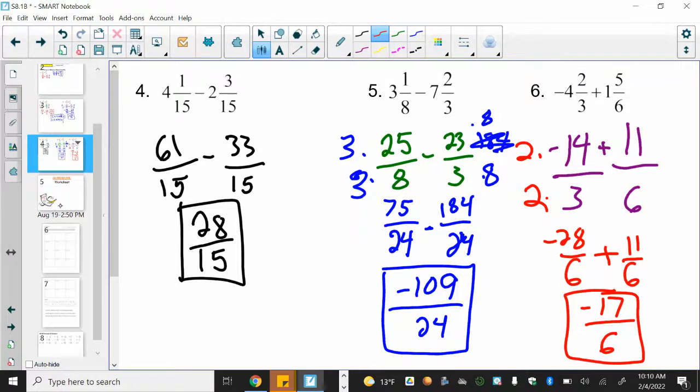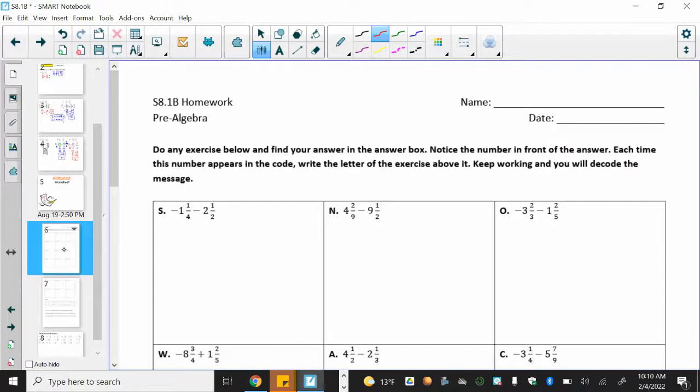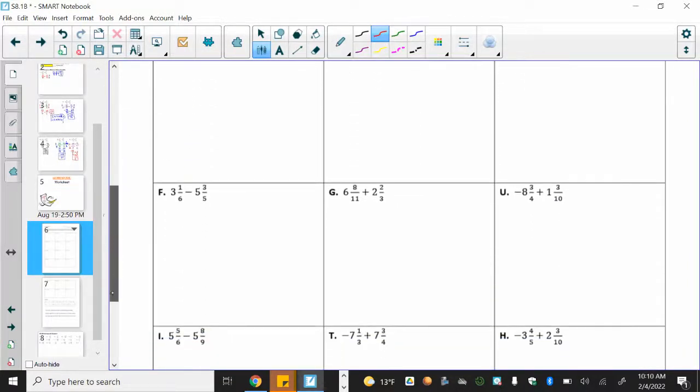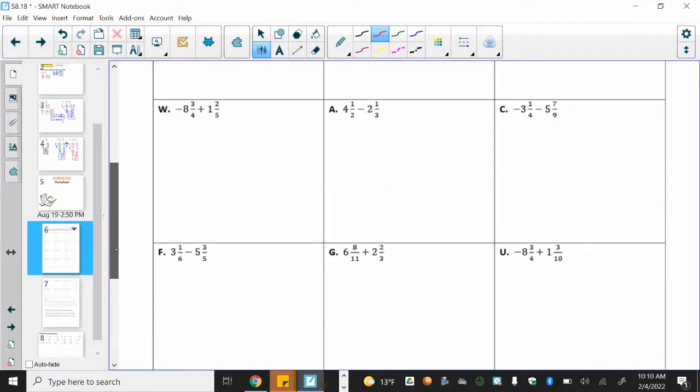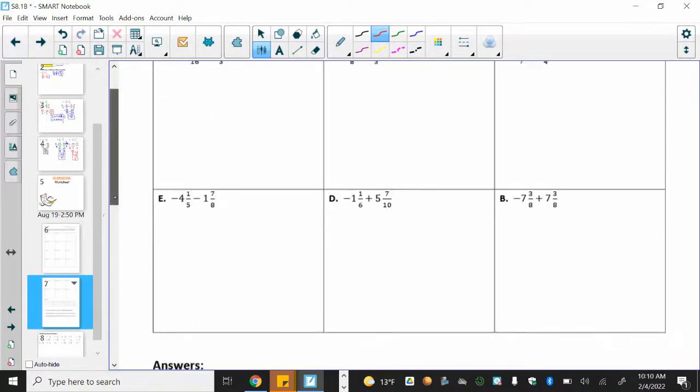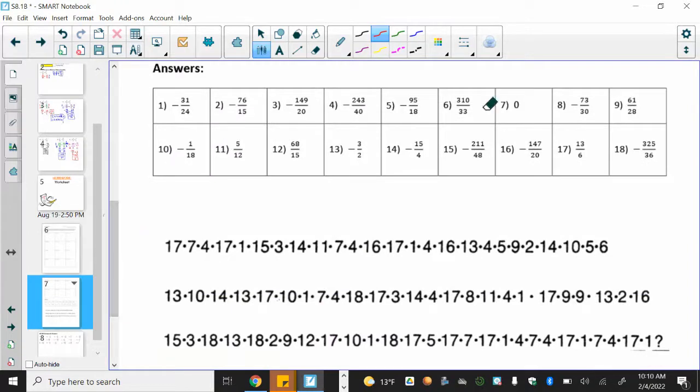Let's take a look. Homework is a worksheet. Here it is. There's a whole bunch of opportunities for you to practice, convert, and then add or subtract, simplify if possible. Look. Doesn't say it, but you need to simplify if possible, okay? You're going to get your answer, then you're going to come down here and see if you can find the answer.